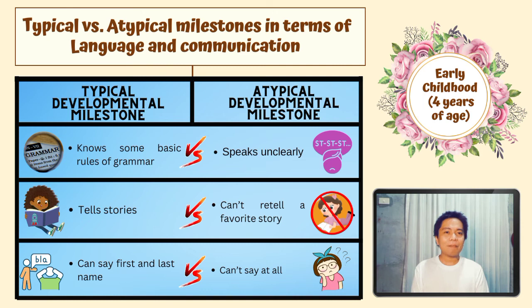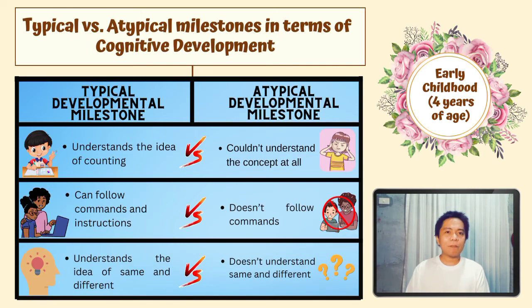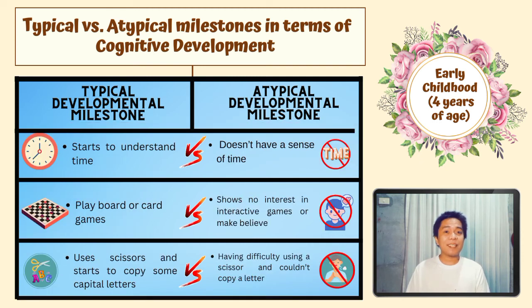The typical and atypical milestones in terms of cognitive development domain: understands the idea of counting versus couldn't count at all, can follow commands and instructions versus doesn't follow commands, understands the idea of same and different versus doesn't understand at all, starts to be time conscious versus doesn't know the concept at all, plays board games versus doesn't show interest at all, attempts to predict what will happen versus not manifesting that skill.